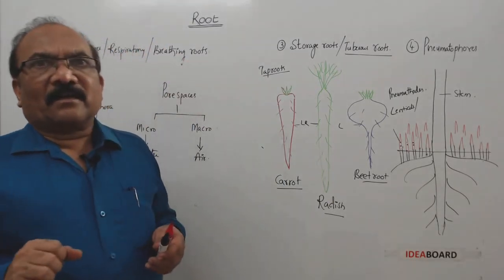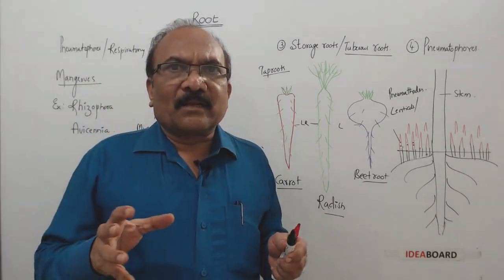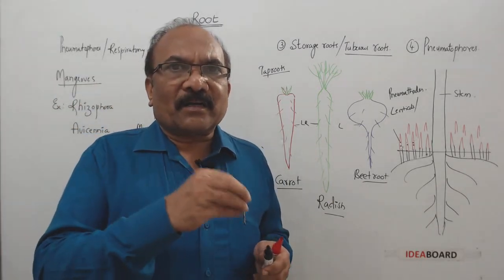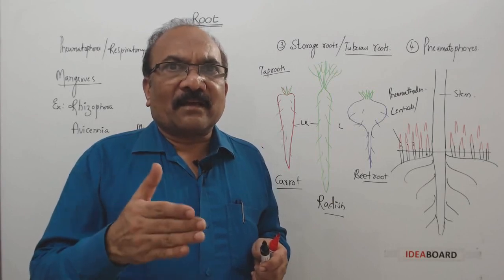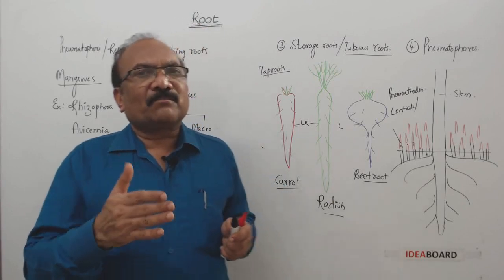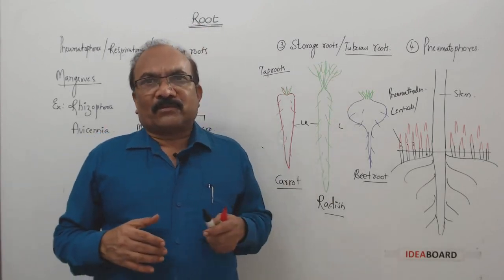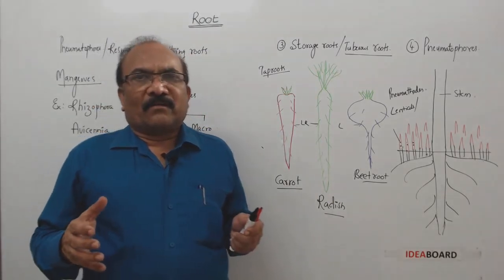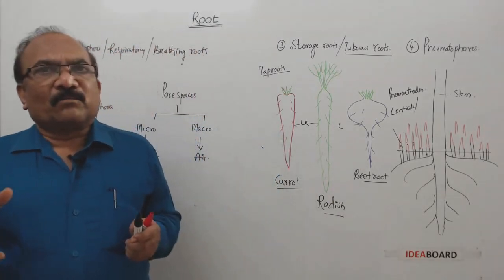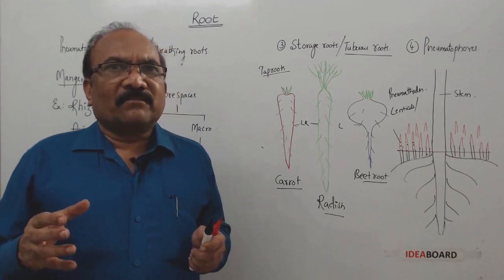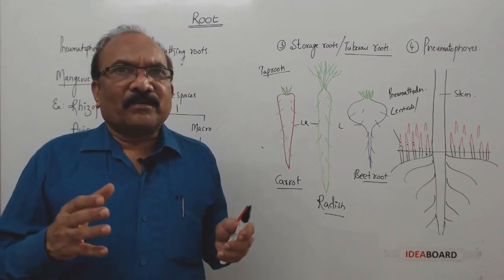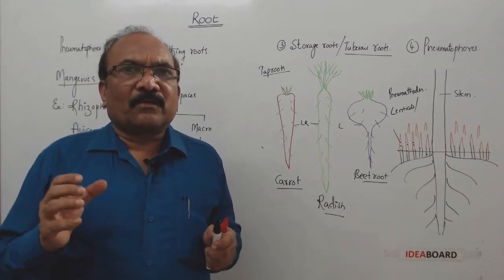So I hope you are understanding why only certain plants are able to survive in marshy areas, because they have this adaptation or this modification. That is pneumatophores. That is about the root modifications, and with that we have completed this topic, root.